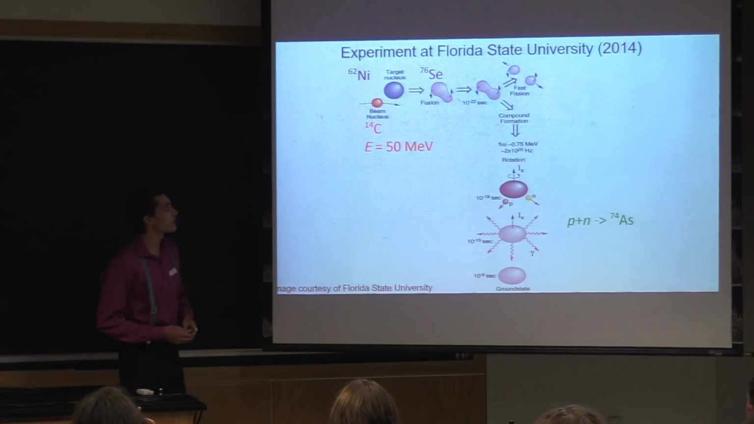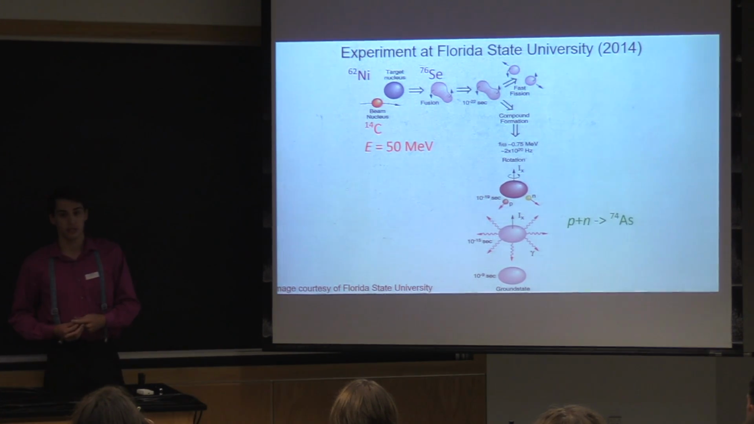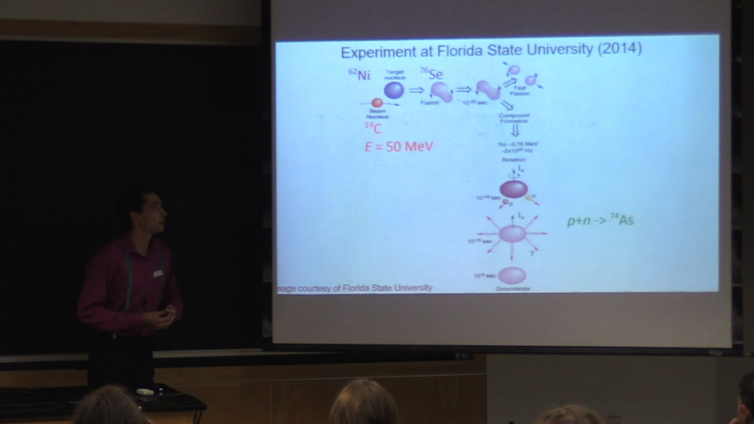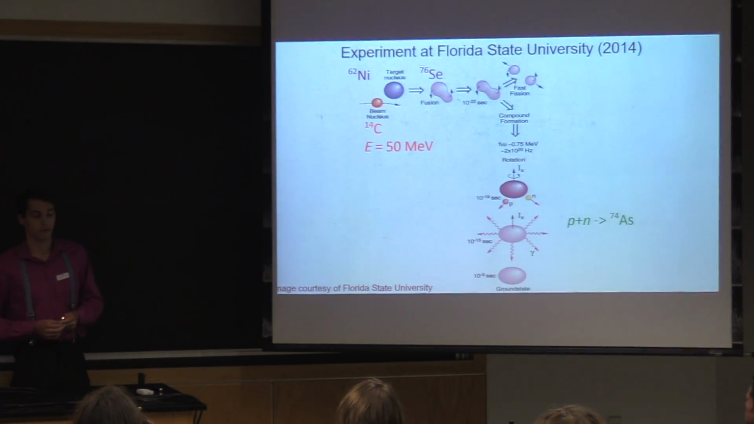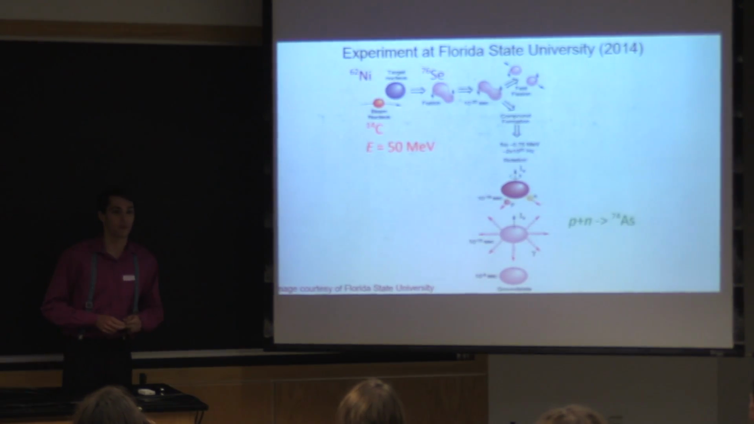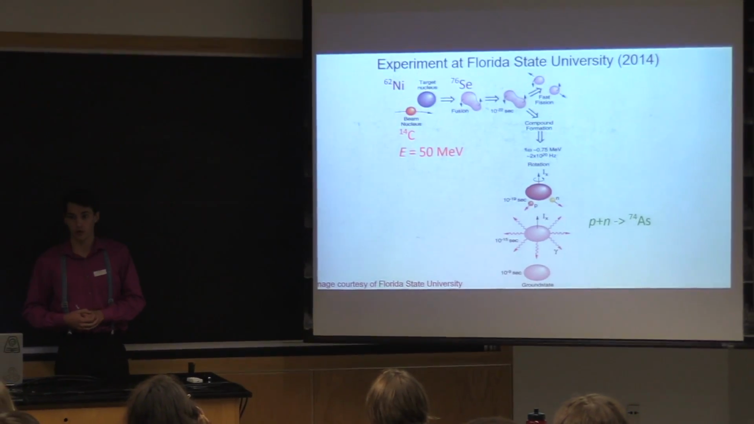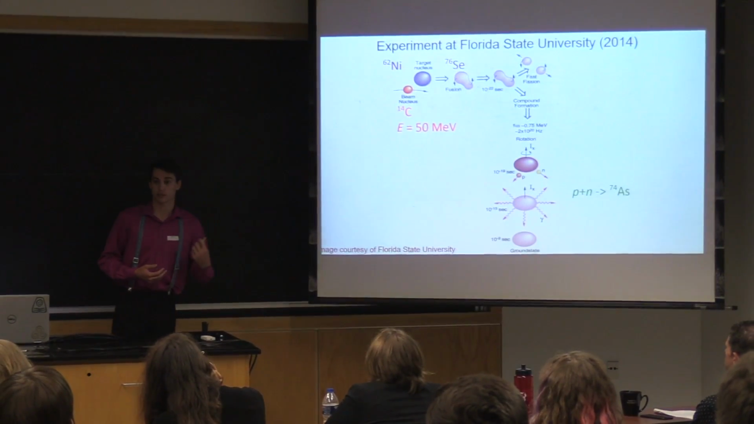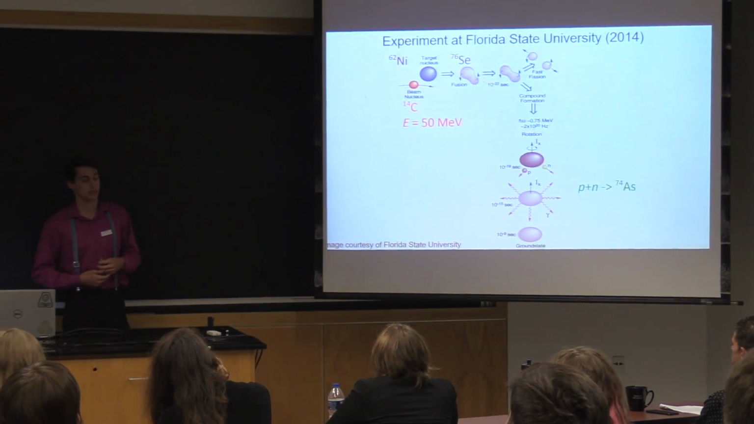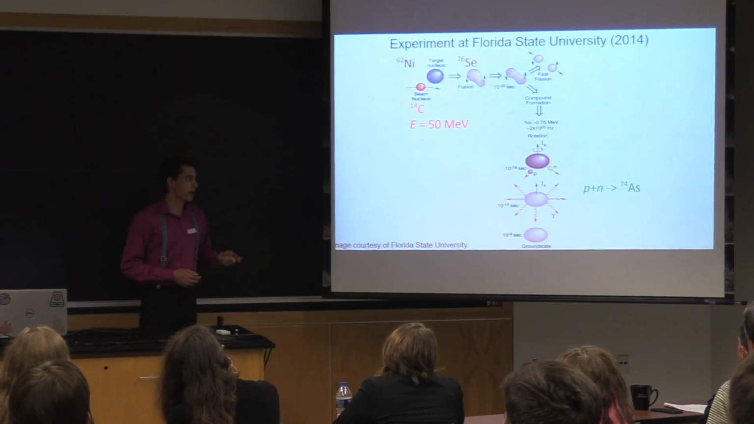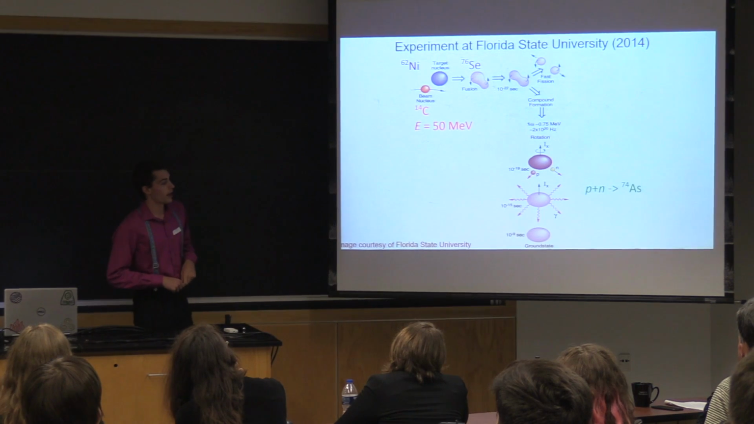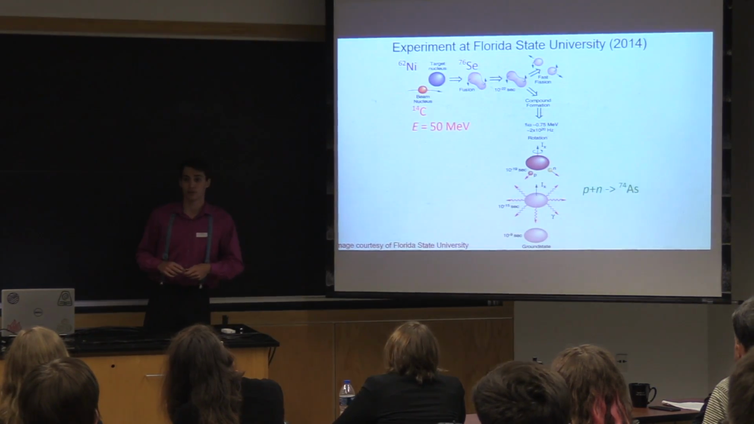How did we produce arsenic-74? In 2014, there was an experiment done that gave us our data. They took a beam of carbon-14 that had a beam energy of 50 mega electron volts and slammed it into a nickel-62 target. This produces selenium-76. Selenium-76 then decays, shooting out a proton and a neutron, and produces an excited state of arsenic-74.